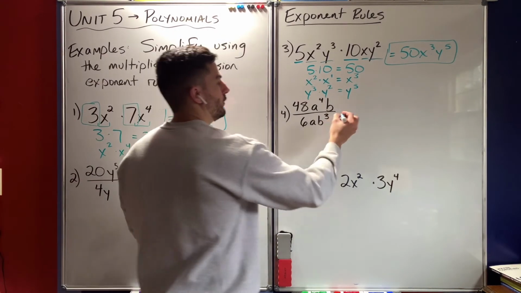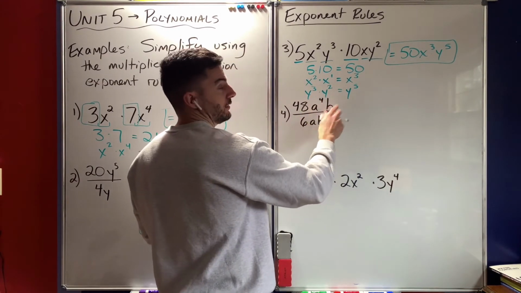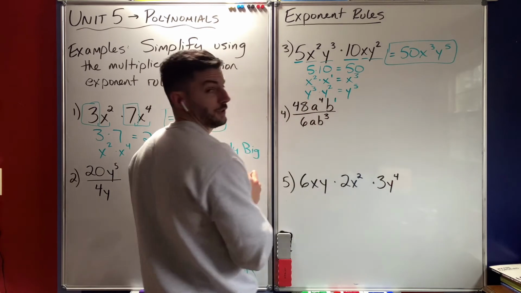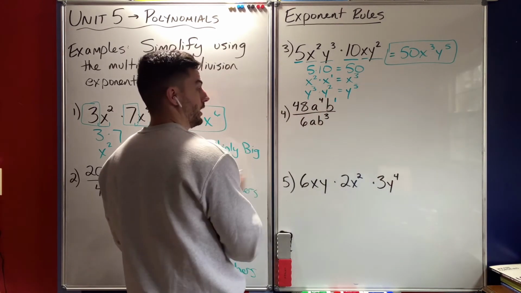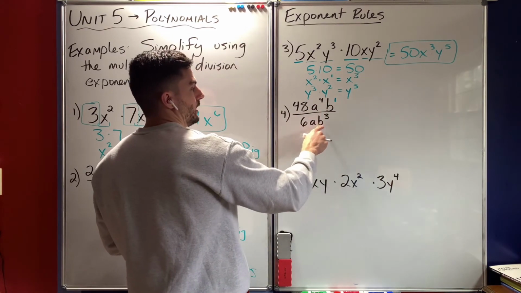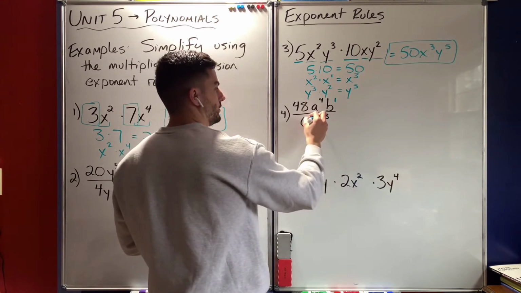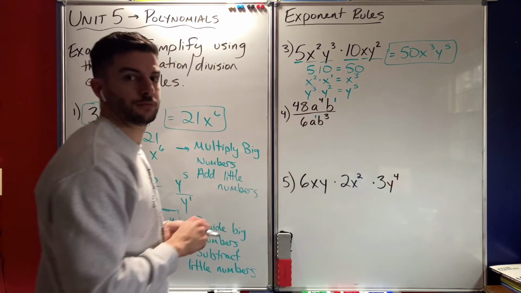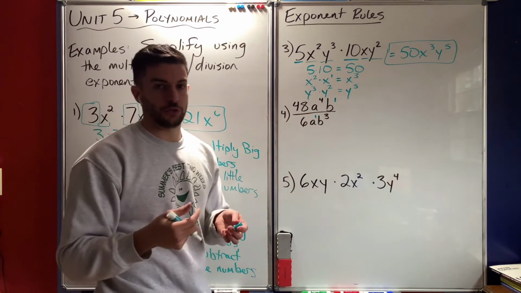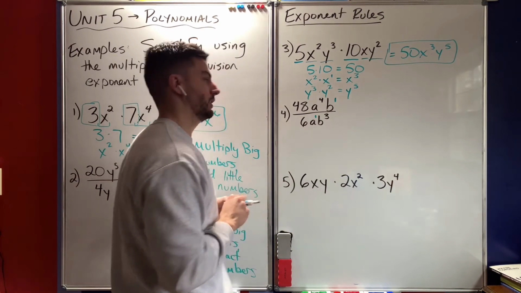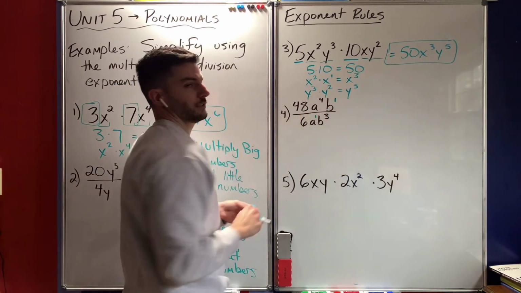So same idea. 48, a to the 4th b. Again, that has a 1 exponent. I'm going to include that right now because it's easy to forget. And then 6, a b to the 3rd. Okay, or a to the 1st b to the 3rd. So it helps as you first read through the problem to add those little 1 exponents in there with any variable that doesn't have them.